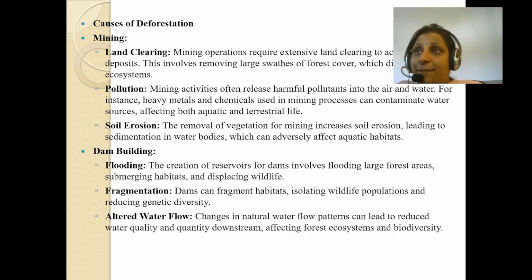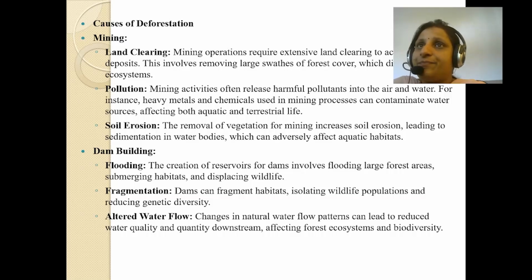Dams can fragment habitat, isolating wildlife populations and reducing genetic diversity. Means these populations can be reduced, genetic population can decrease, so more diversity will not be there. So this can happen due to dam building. Changes in natural water flow pattern means the water flow pattern gets changed, and it can lead to reduced water quantity downstream, affecting forest ecosystem and biodiversity.